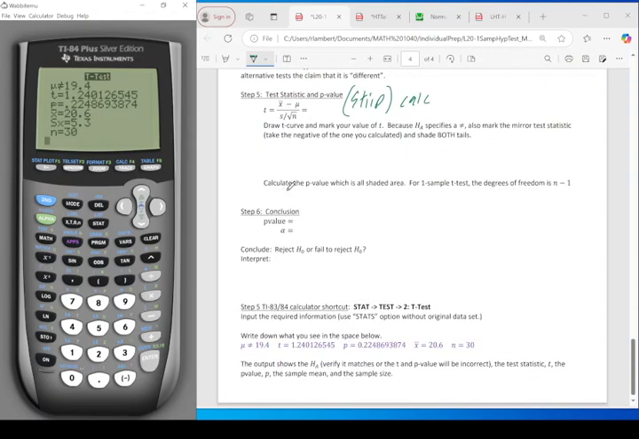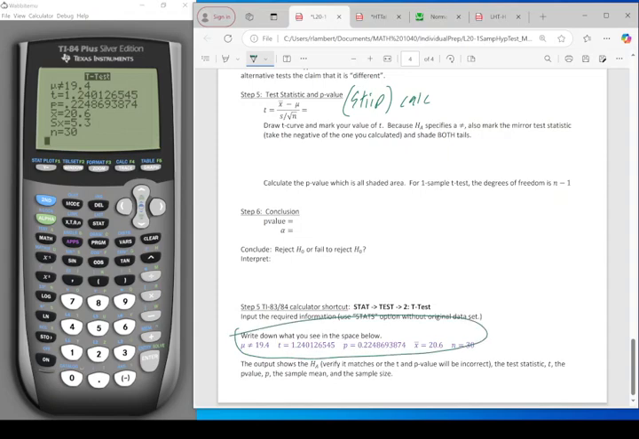and so that we're down here, but yeah, so it echoes out our alternative, the test statistic t, the p-value, the sample mean and the sample size. That's what it's telling us, just to verify. All right, so we'll just jump down to here.